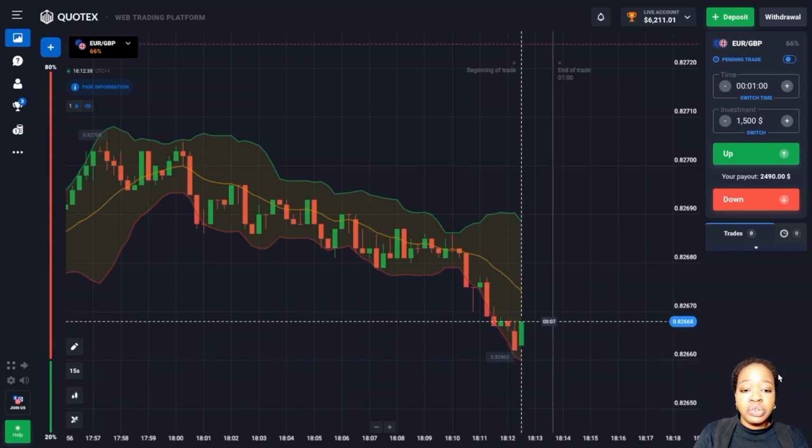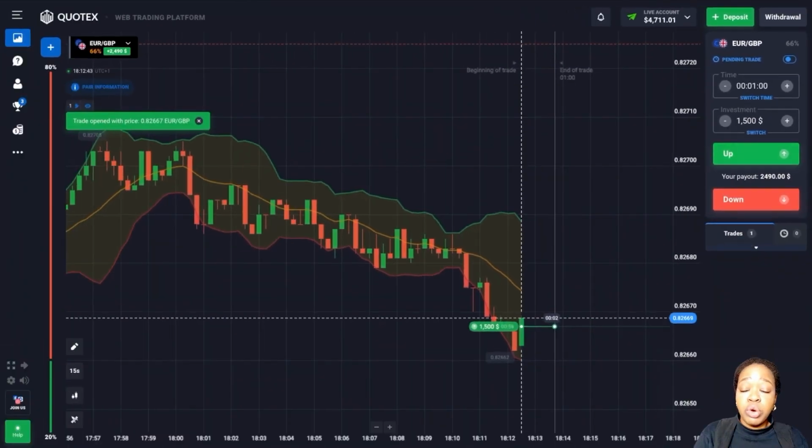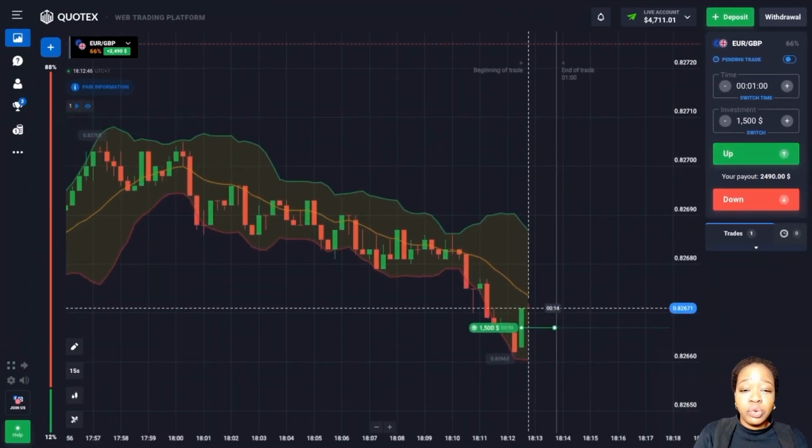So here I'm going to open a deal for an increase for 1 minute, because there is a high probability that the price will go up in this situation, because I'm already observing the first signs of a rebound.